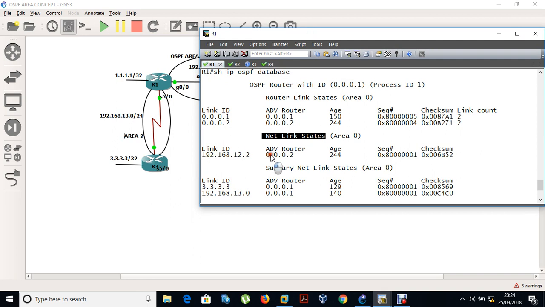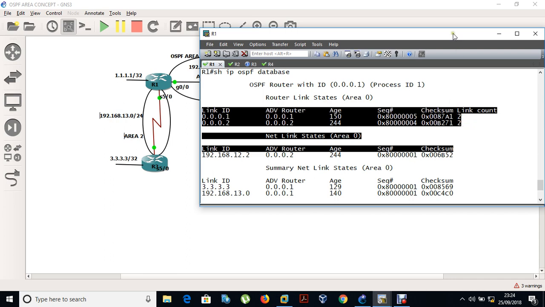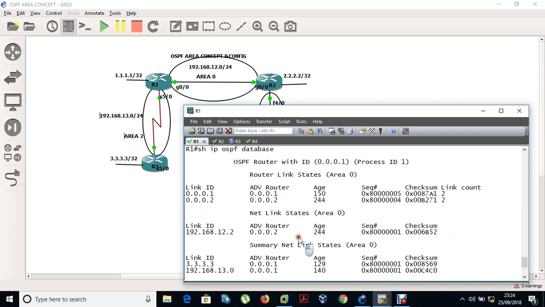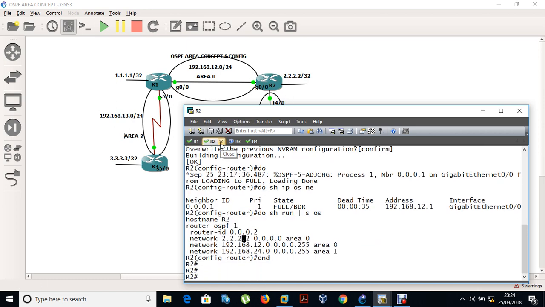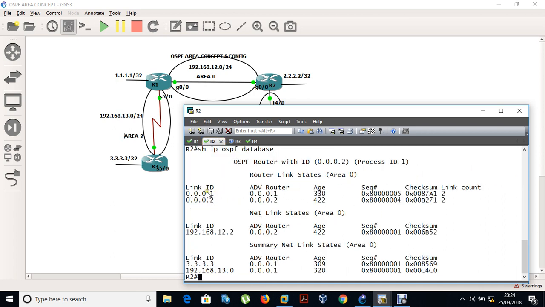So now the BDR is advertising the network that is connected to it. So this stays on every router. Now we are taking a look at router 1, and router 1 says it has router 1 and router 2 in this segment by advertising these router IDs. If I go to R2 now, I will see the same show IP OSPF database. You see, the router link LSA is the same.